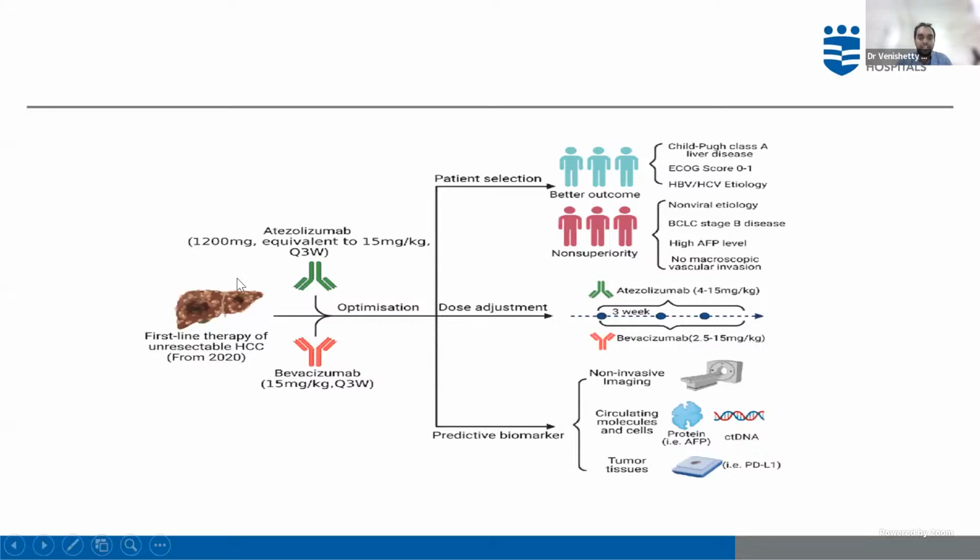So this was the final outcome of the study: as a first-line treatment for unresectable HCC, when you give atezolizumab 15 mg per kg and bevacizumab, it can be concluded that the better outcome was seen in Child-Pugh class A liver disease, ECOG score 0 to 1, and HBV/HCV etiology. It was not inferior, although it was found to be non-superior, in patients with non-viral etiology, BCLC stage B, higher AFP level, and no macrovascular invasion.